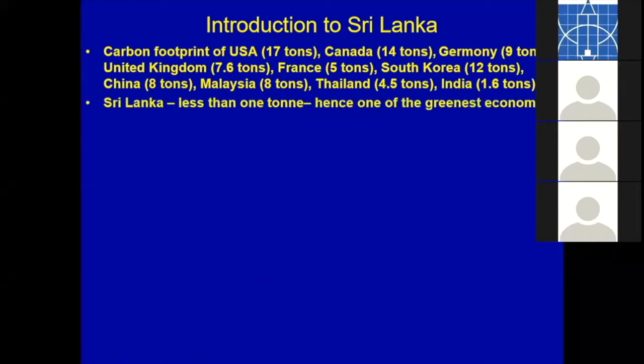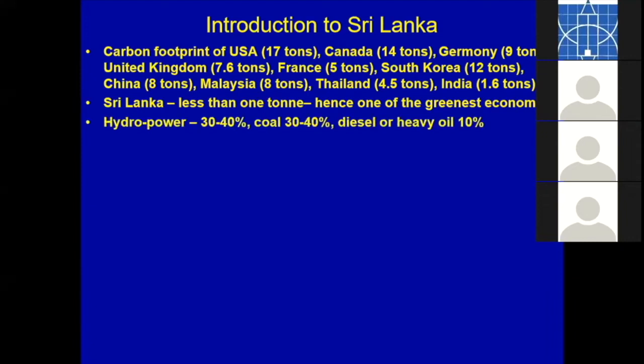Sri Lanka is less than 1 ton because we have a strong agriculture sector. We have a weak industrial sector. Even when we have industries, it's garments and so on, not energy intensive industries. Whereas countries like Malaysia and Thailand have car manufacturing industries, heavy industries. So their carbon footprint should be more.